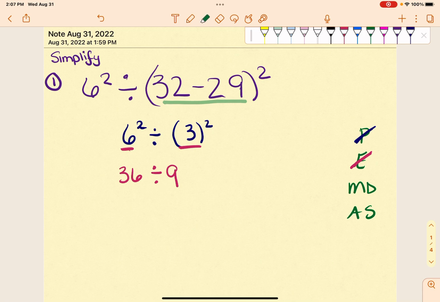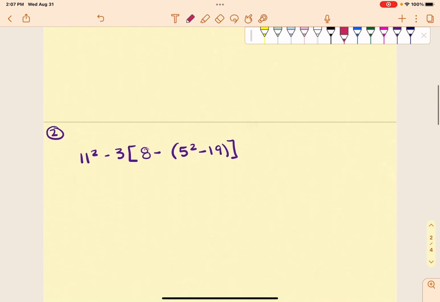Now to do the multiplying and dividing, that's all I really have left. So 36 divided by 9 is going to be 4. And that is our last piece. Now let's take a look at one more order of operations, and then I'll look at one that's on evaluation. And then that'll be what you expect in your warm-up tomorrow.